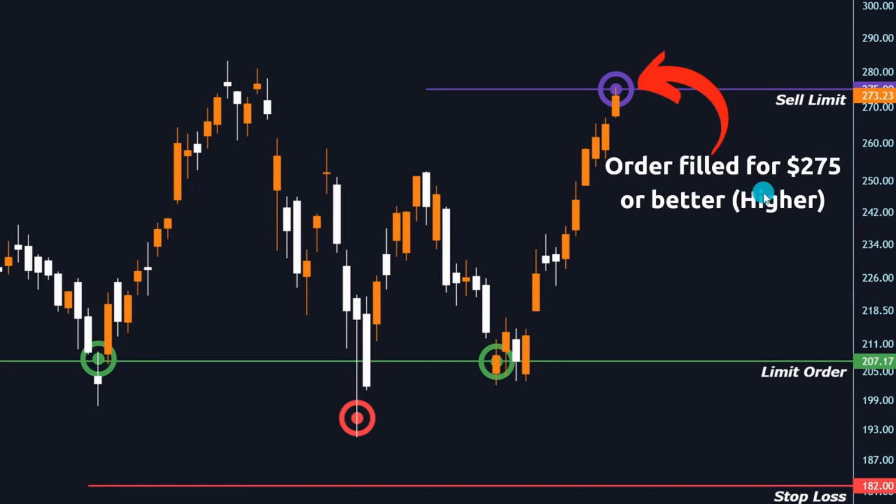And you can see right here, we will get filled for 275 or better. Just like our buy limit order, we're going to enter the trade at that desired price of 207.17 or better. But when it comes to a sell limit, we're going to exit the trade at 275, whatever our sell limit is, or better. In this case, it would be higher.